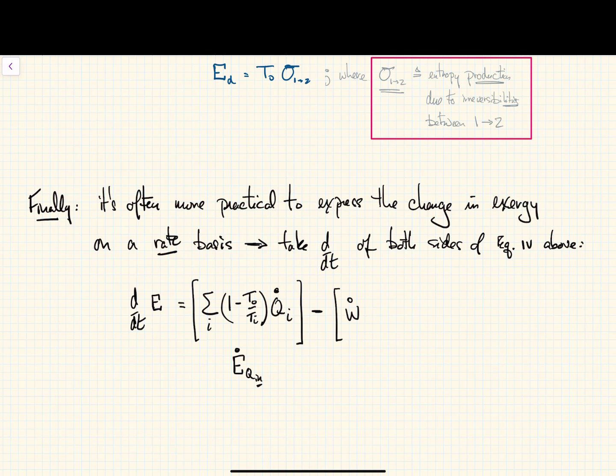We're going to subtract the rate at which work was extracted out of the system. So power, if you will, the useful power coming out of there. We're going to call that E dot work out. And finally, we're going to subtract the entropy production term, which is going to be T naught times sigma dot. So that's going to be E dot D. That's the effect of irreversibility on the process between 1 and 2.